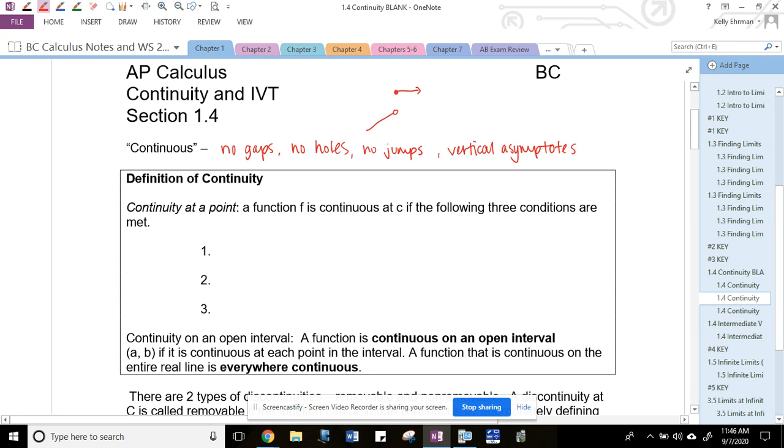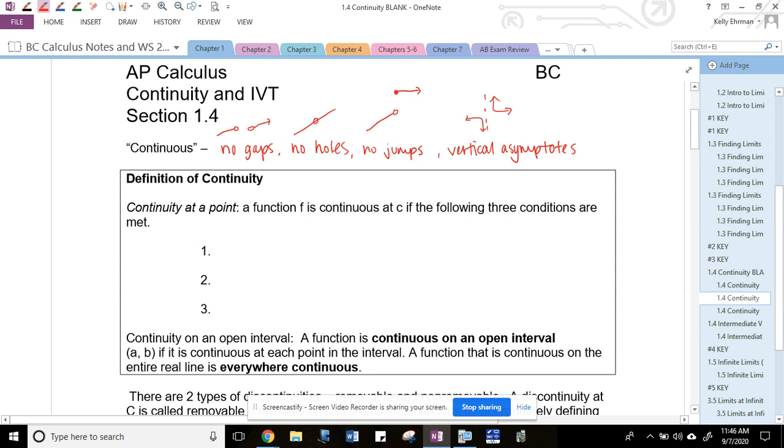So again, we're just thinking about places where the graph might not be connected or defined. A hole in the graph. Jumps we talked about, vertical asymptotes, something like this. Okay.